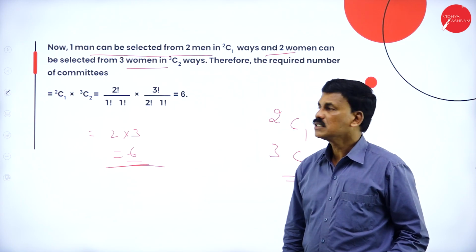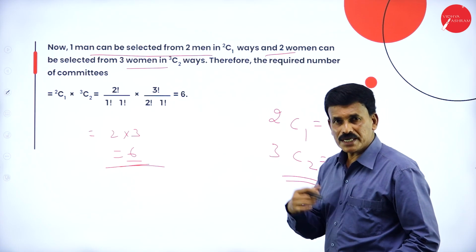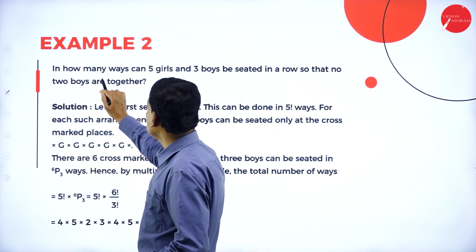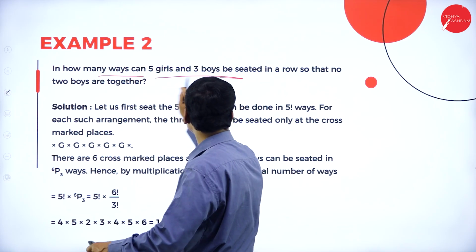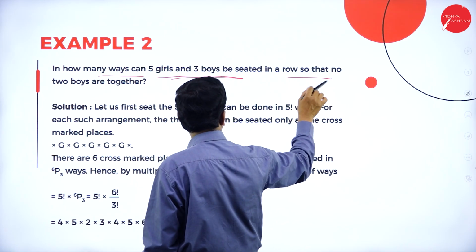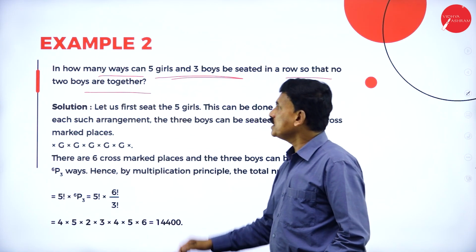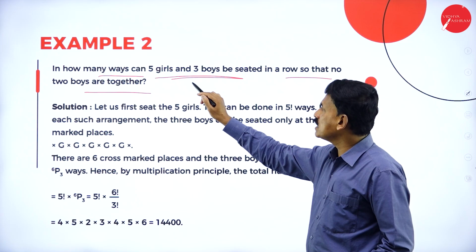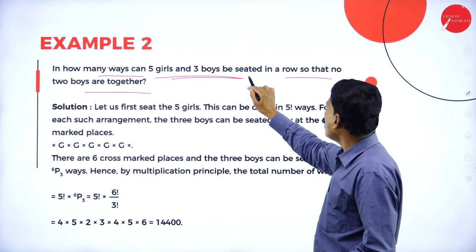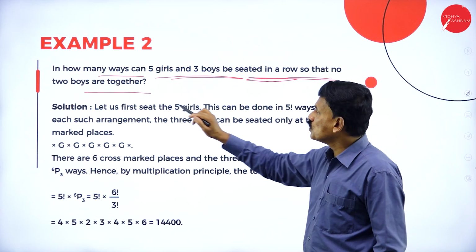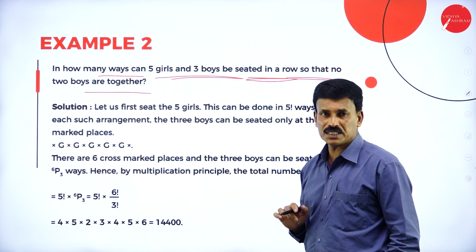That's it. Now, hope you followed. Let us come to the next problem, a similar type of problem. Problem 2. In how many ways can 5 girls and 3 boys be seated in a row so that no 2 boys are together?